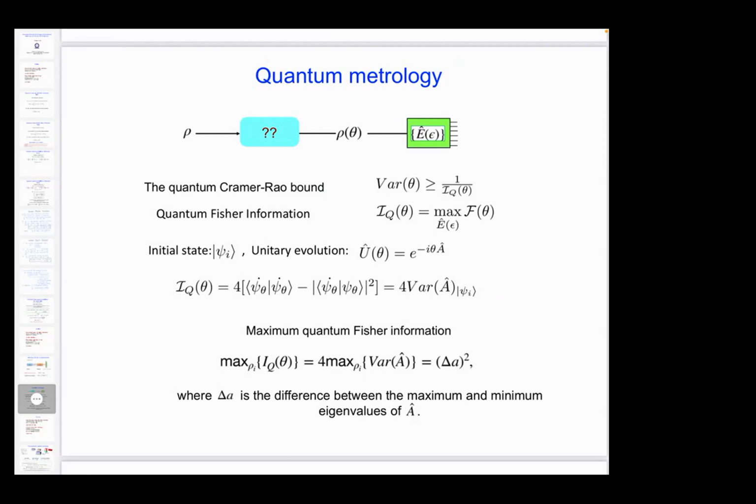What is the delta small a? Delta small a is nothing but your encoding generator's eigenvalue difference, the maximum eigenvalue and the minimum eigenvalue difference, squared. So this is the maximum Fisher information you can have from a particular protocol. This is the bound, right? So this is the bound.